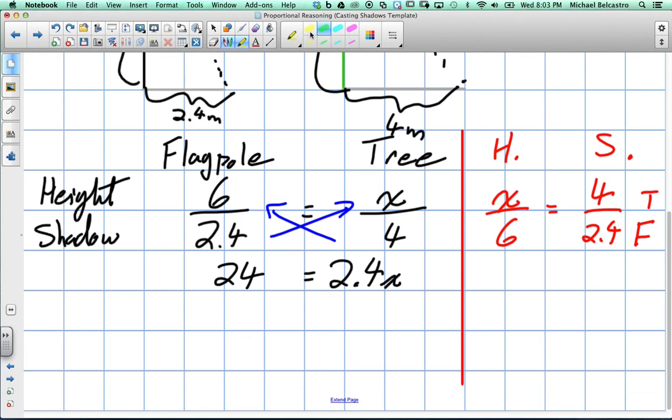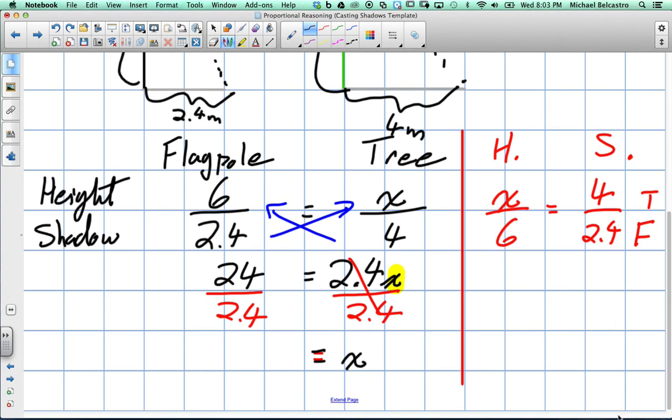The goal is to isolate x. We want to know what the height of the tree is. So I need to divide both sides by 2.4. A lot of times they call this canceling out, but it's essentially reducing this value to 1. So now we only have x on the one side.